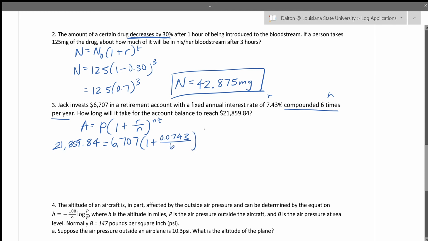Again, 6 is n, times t is what we don't know. That's the question: how long will it take for the account to reach this amount? So this is new. We've never done this before yet. We've never had to figure out how to get an exponent variable by itself. Well, we have, but not in a word problem context.